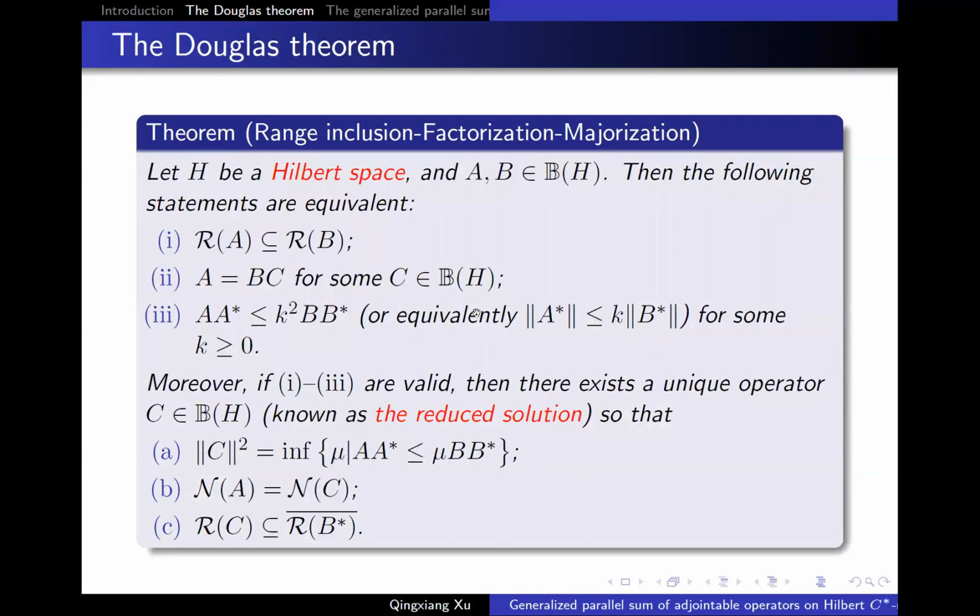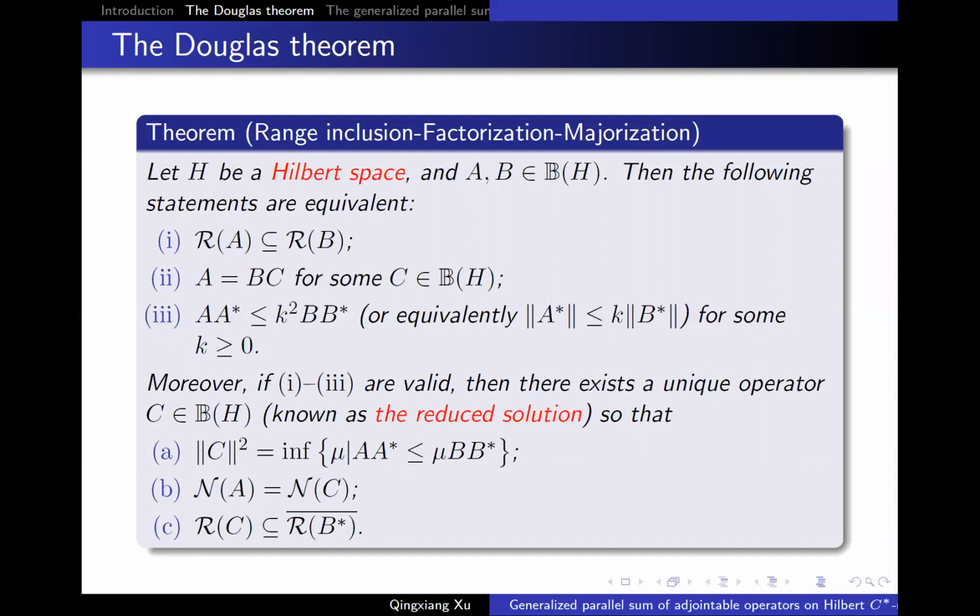Now let's move to the second section. I will talk about the Douglas theorem. In 1966, Douglas established a well-known theorem. Now it's known as the Douglas theorem. There are three items in this theorem. Suppose A and B are two bounded linear operators on a Hilbert space. The first item concerns range inclusion, that is, the range of A is contained in that of B.